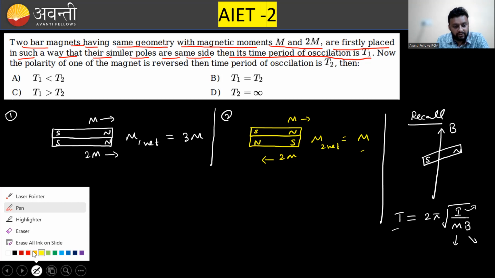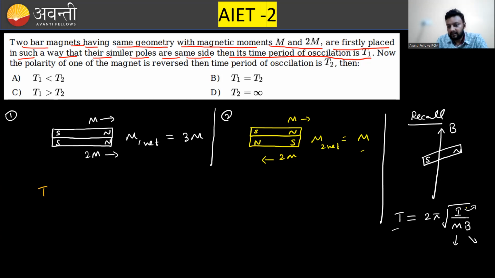Now time period. If you see the time period here in this relation, 2 pi is a constant. Moment of inertia is going to be a constant because they are identical magnets in terms of geometry. They are not discussing whether the field is the same or not, so we are assuming the field to be the same. So what happens? You can remove the constant terms. So T is reciprocal to the square root of magnetic moment. So you can write T1 over T2 is equal to root of M2 over M1 net.